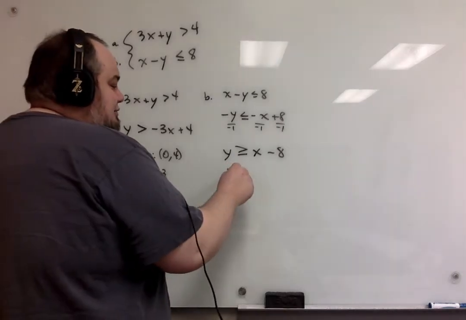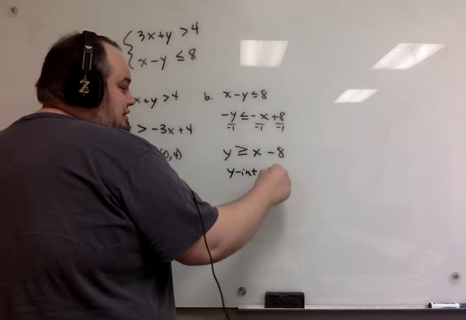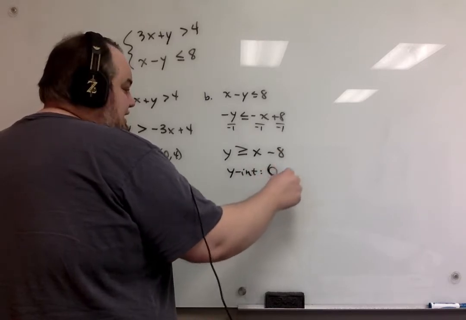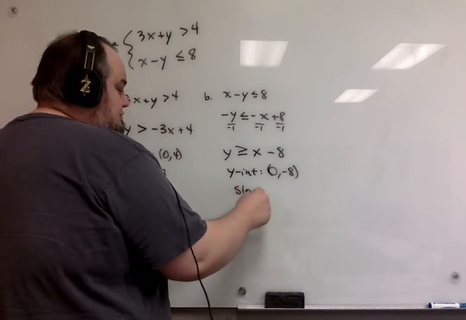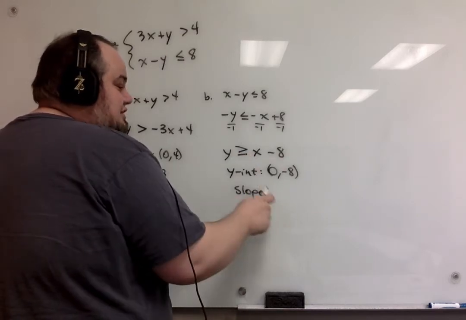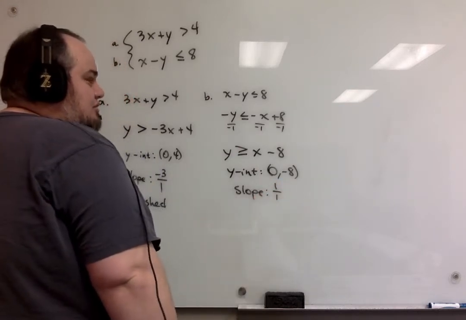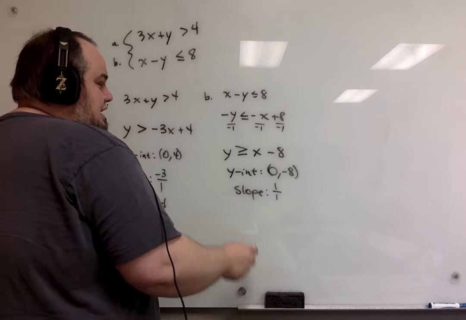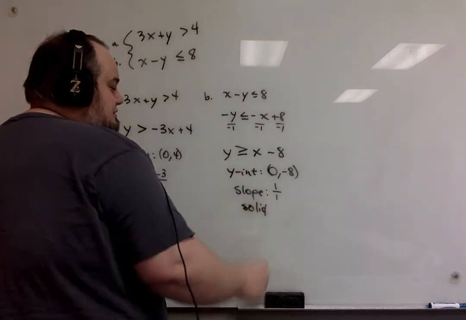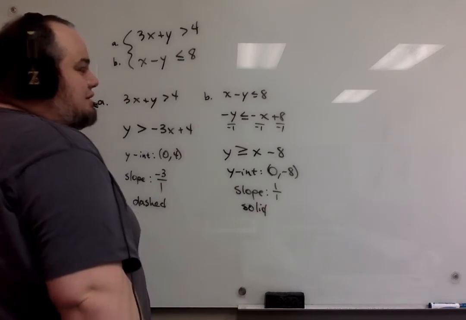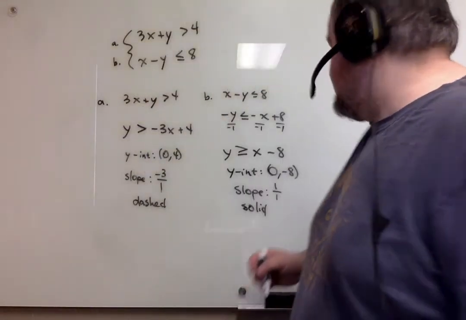Now let's get the same information. The y-intercept is going to be 0, negative 8. The slope, since there's no coefficient here, it's understood to be 1. So we write it as 1 over 1. And then since it is "equal to," it's going to be a solid line. And now we have enough information to graph these. So let's go ahead and do that.